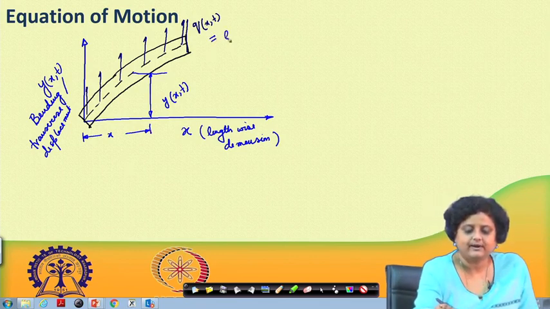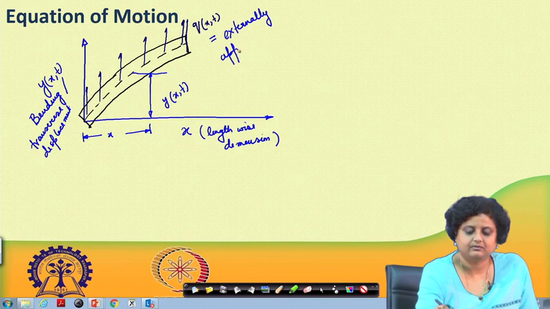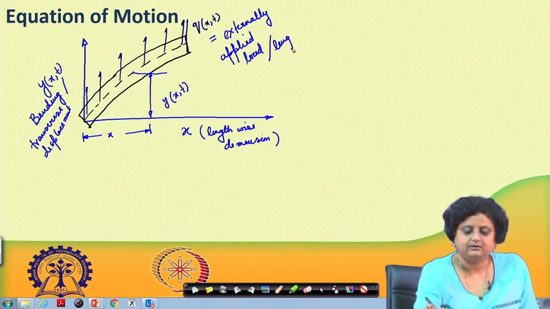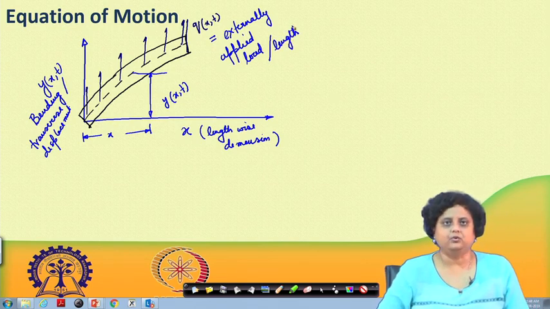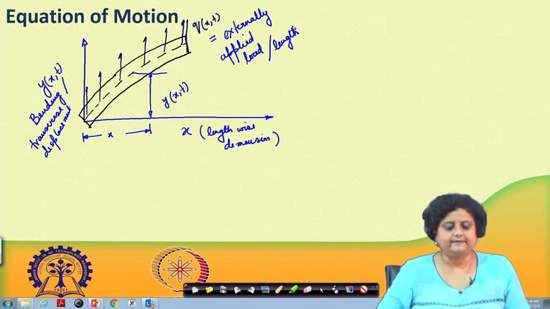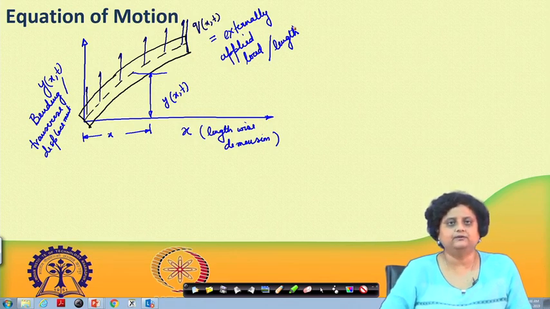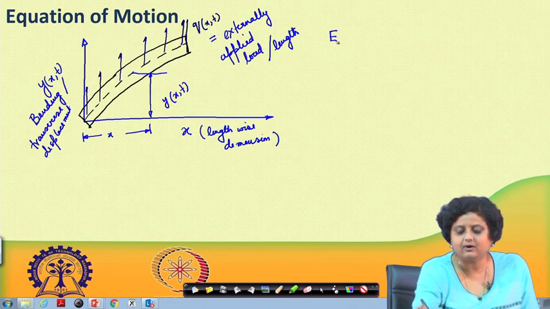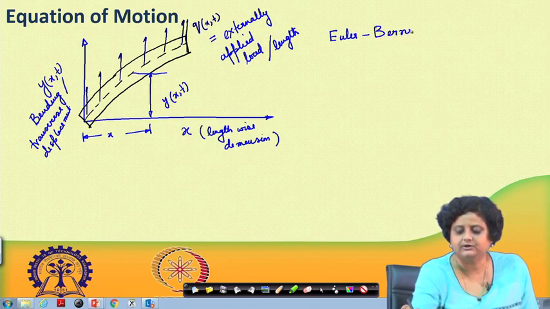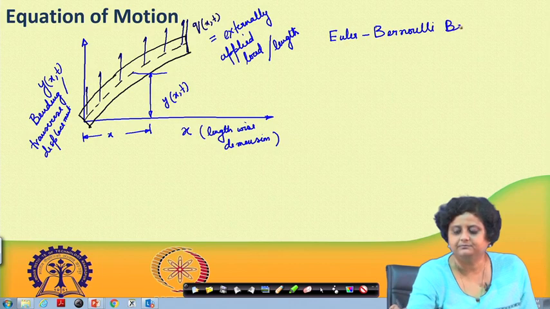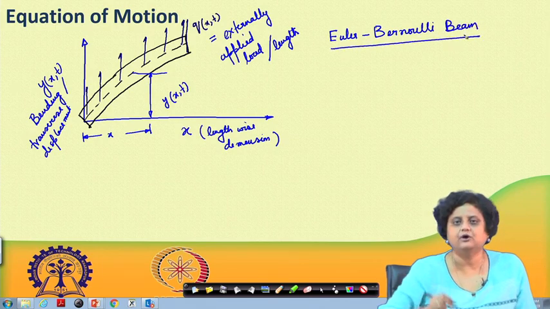So, q(x,t) is the externally applied load per length. q(x,t) could be any applied load, so it can have any possible variation along the length of the beam, that is along x. Now, y(x,t) is the transverse deformation, and the x axis shows the length of the beam. We are considering the basic Euler-Bernoulli beam, which is also called the engineering beam formulation.